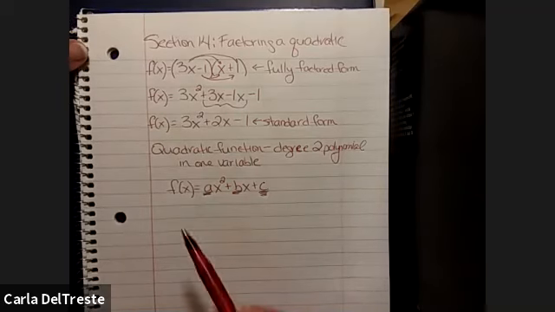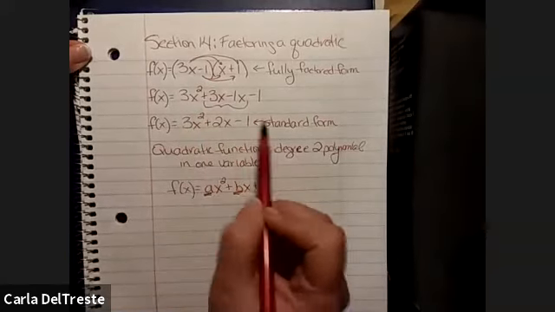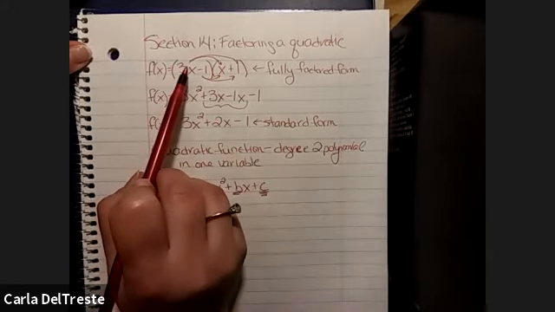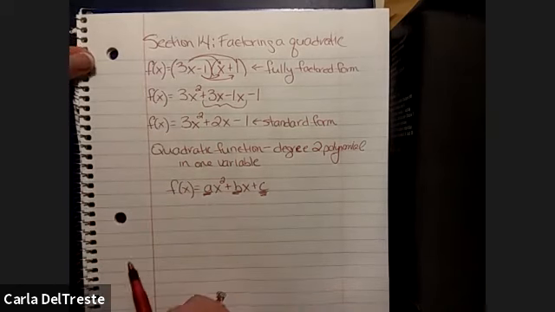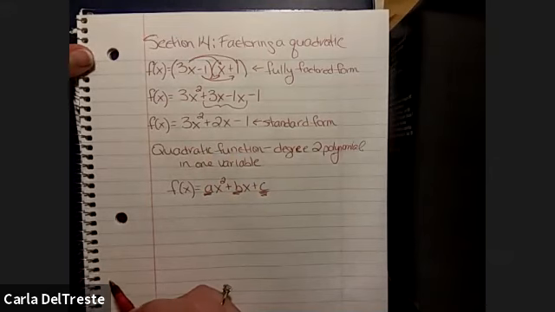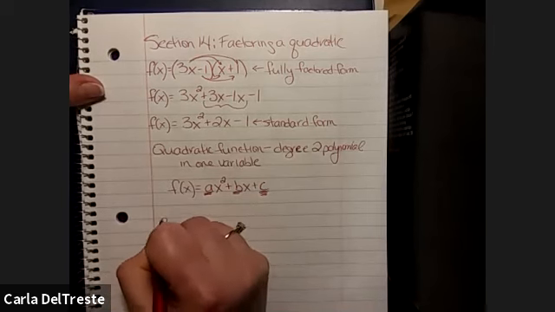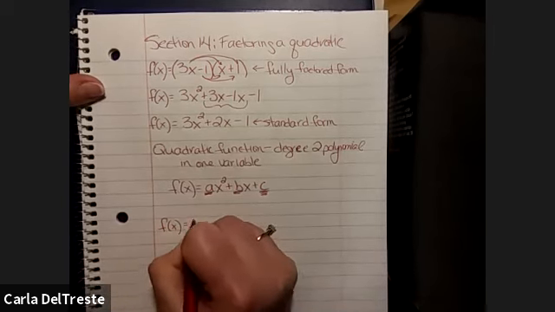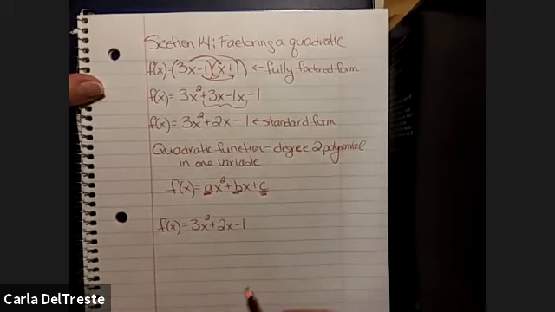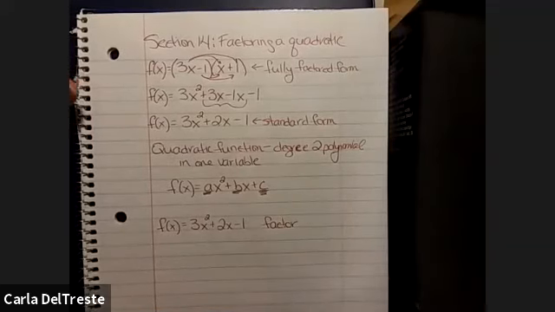So now we're going to take this same example, and we're going to see if we can take the standard form, 3x squared plus 2x minus 1, and get this factored form back. That's what we want to try to accomplish. We already know the answer, so that's good. We'll be able to automatically check our answer. So let's start with f of x equals 3x squared plus 2x minus 1. And our task is going to be to factor this.